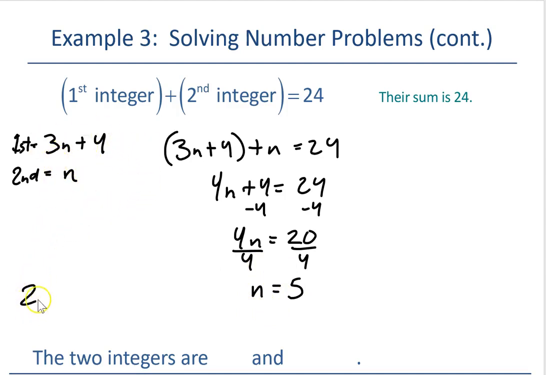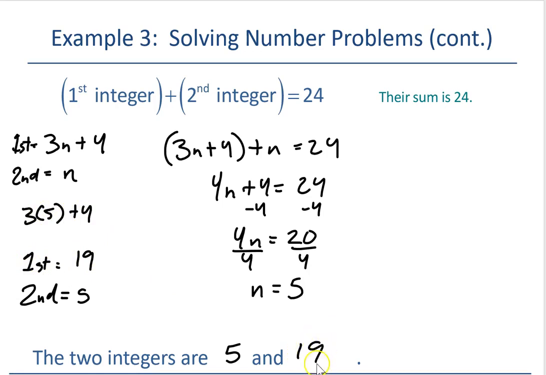Okay, well, remember, you've still got this first one here. Matter of fact, I can put the two integers, or we found one is 5. Well, what's my first one? Well, we need to plug that back in. We got 3 times 5 plus 4. Well, the first is going to be 19. So my numbers are 5 and 19.